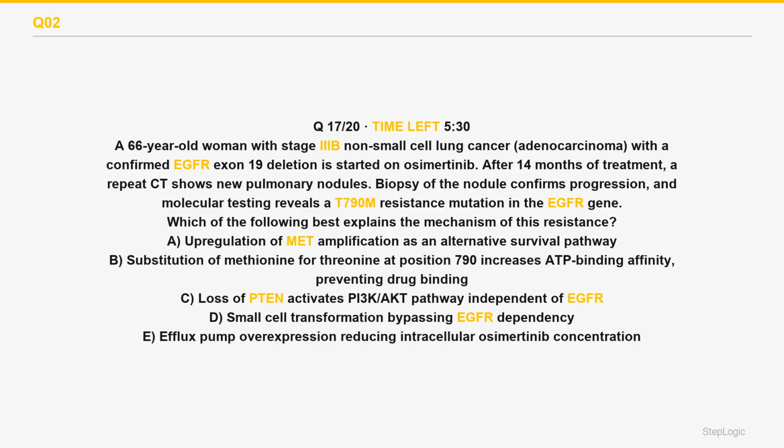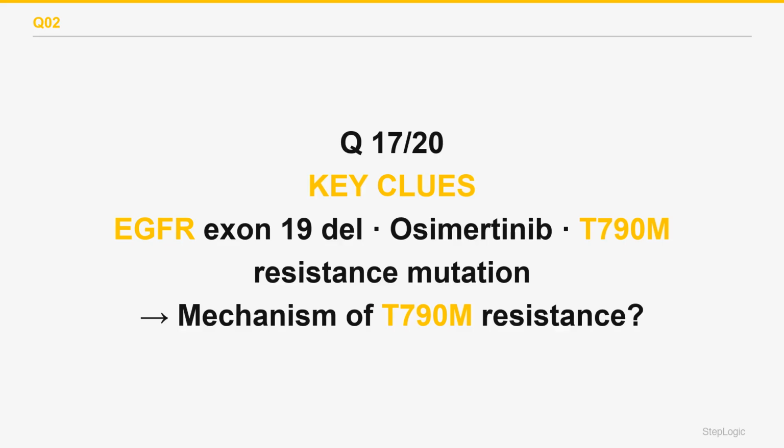Read the command, mechanism of resistance. EGFR-mutated NSCLC, osimertinib, T790M resistance mutation, classic acquired resistance to EGFR TKIs. EGFR TKIs, erlotinib, gefitinib, osimertinib, compete with ATP for binding in the EGFR kinase domain. The T790M mutation substitutes methionine for threonine at position 790, the gatekeeper residue.